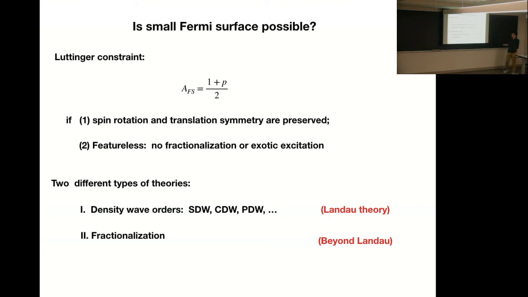To explain the pseudogap, there are two different types of theories. You basically choose one condition to violate. The first one says we break the symmetry. Let's say there are some density wave orders. Then we can gap out the Fermi surface. The other school of theory is that we don't need symmetry breaking, but we allow some kind of exotic phase, which has some emergent gauge field. In this case, we can get a small Fermi surface without any density wave order. Of course, if you want to come to this field and study the pseudogap, you must choose one.